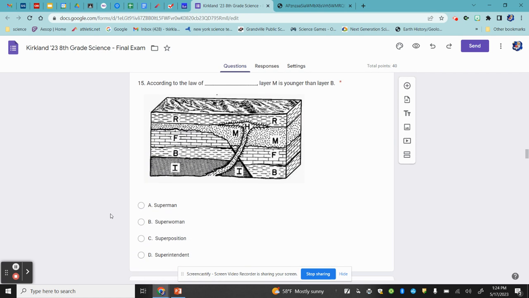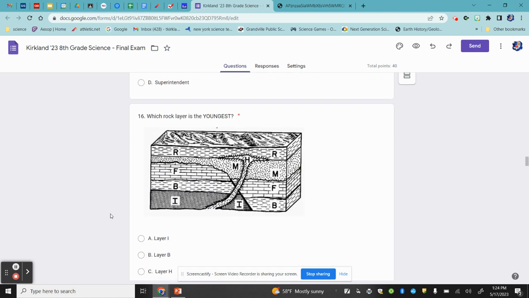15, you're going to use this illustration to answer. According to the law of blank, layer M is younger than layer B. A, Superman. B, Superwoman. C, superposition. D, superintendent.